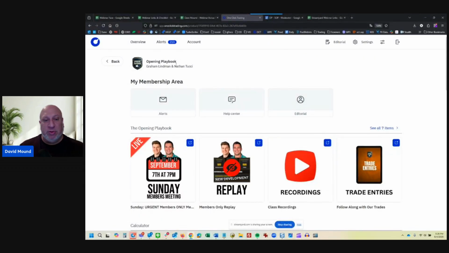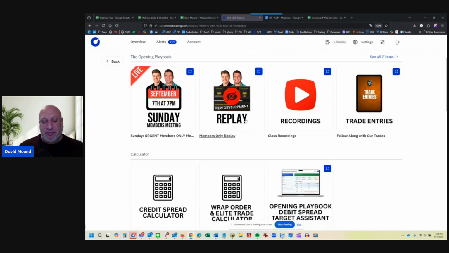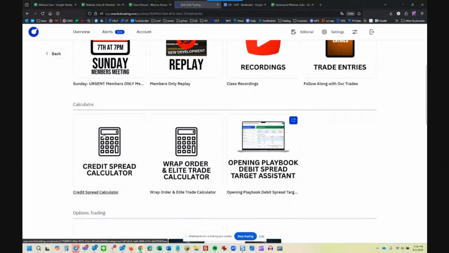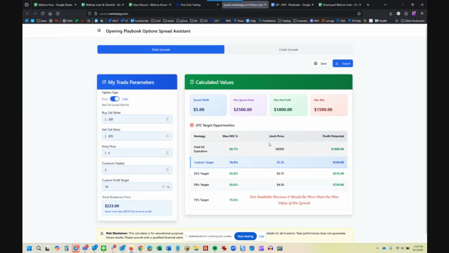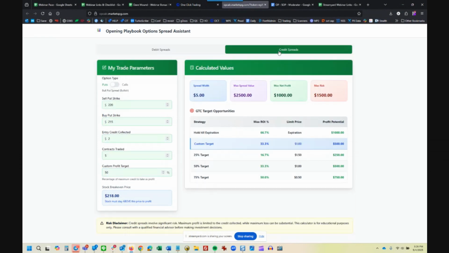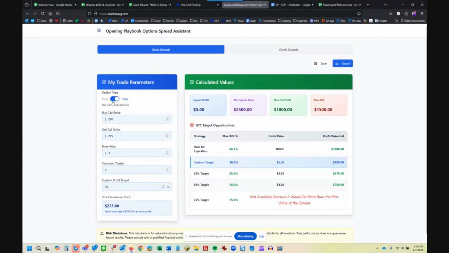If you search for opening playbook, all you have to do is scroll down a little bit. You'll see the calculators right here. The two that have the little calculator icons on them are the older ones. And this opening playbook debit spread target assistant is really the more modern one that Nathan has updated. You can use it to do debit spreads, you can switch it to credit spreads up at the top, and you can switch it from calls to puts down here and then do all those calculations.